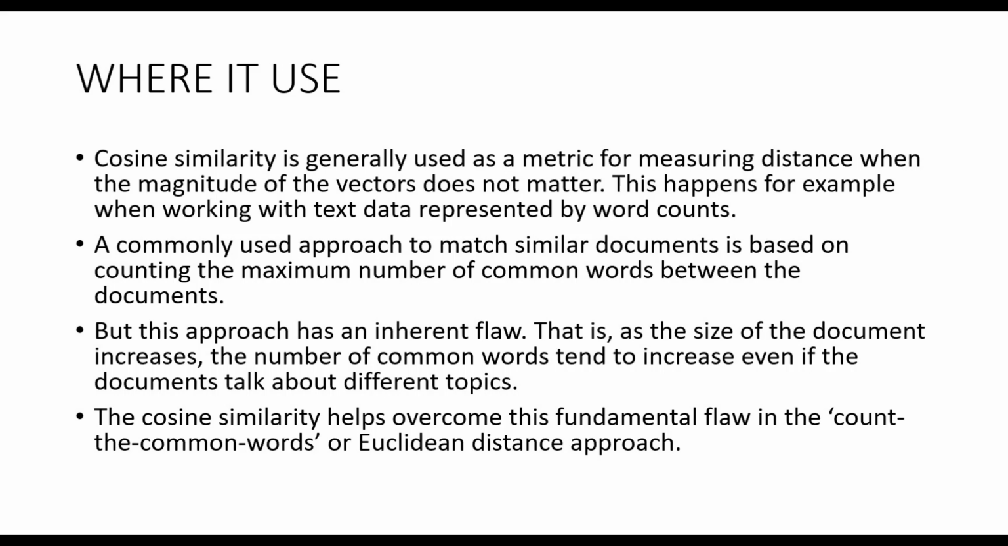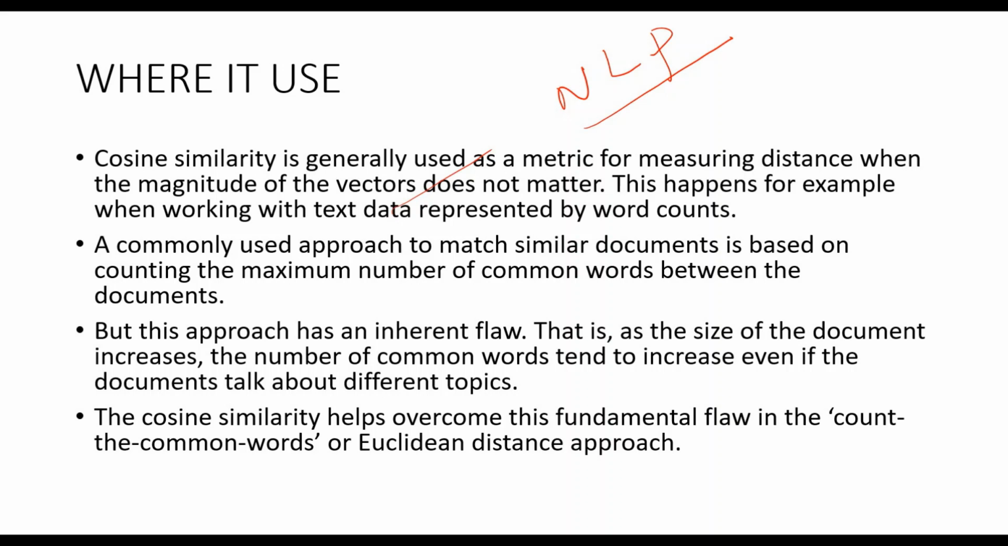Where is it used? Cosine similarity is generally used as a metric for measuring the distance when the magnitude of the vectors does not matter. This happens, for example, when working with text data represented by word counts. That means text data means when we are working with NLP, we use this.